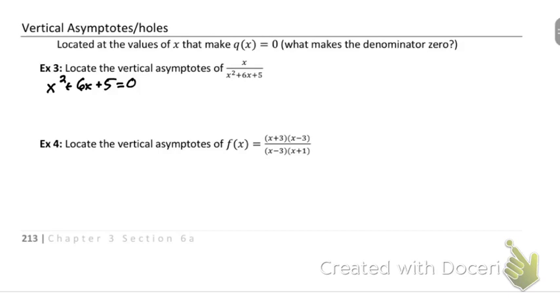Now, hopefully this is factorable. It sure looks like it is, because 5 times 1 is 5 and 5 plus 1 is 6 when you add it up. 5 and 1 are the only things that multiply to give 5, and plus 5 and plus 1 equals 6. So we have two zeros. We have a 0 at x equals negative 5, and we have a 0 at x equals negative 1. That means you have two vertical asymptotes.